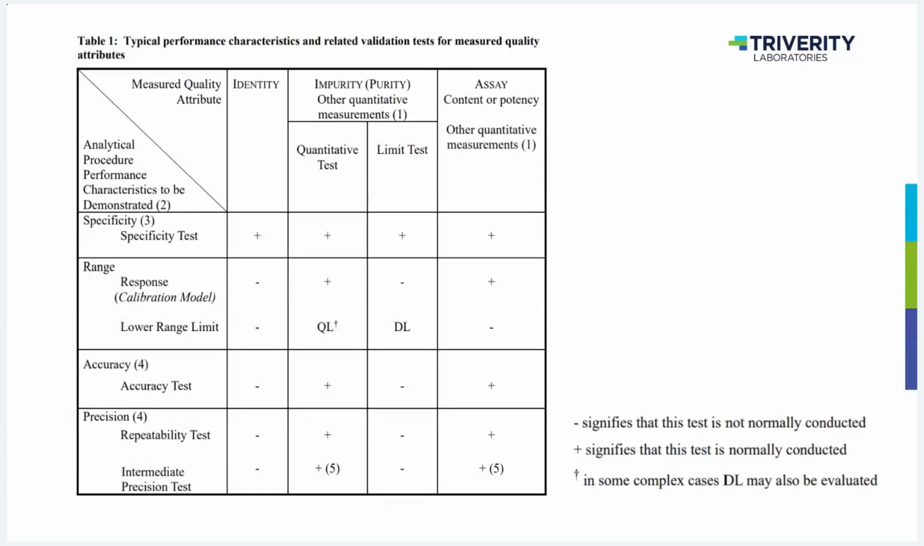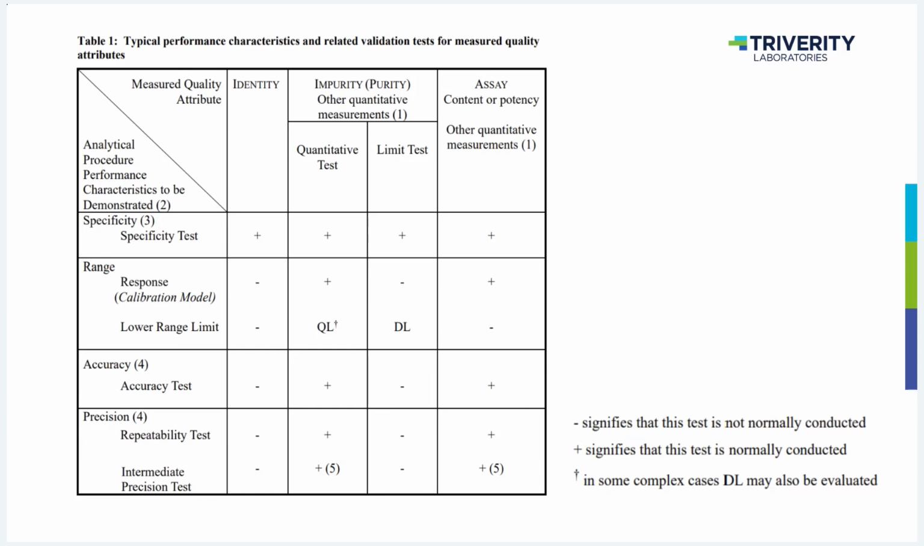Here's a table from ICH Q2. It's a little bit different than the USP, and I'll tell you where in just a minute. It lists in the first column the performance characteristics, some of which we just talked about. And then across the top in the columns, it has identity, impurity, whether it's quantitative or limit test, and then assay. These correlate to USP categories 1 through 4. So for identity, if it's got a plus, that's a characteristic that you need to evaluate in your method validation.